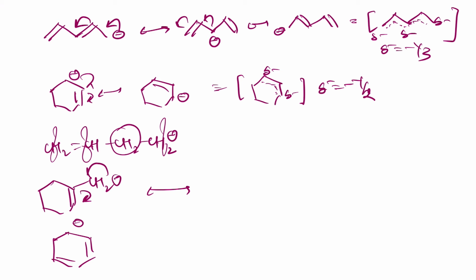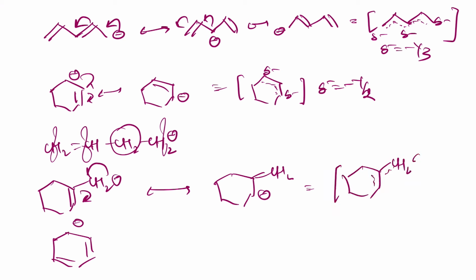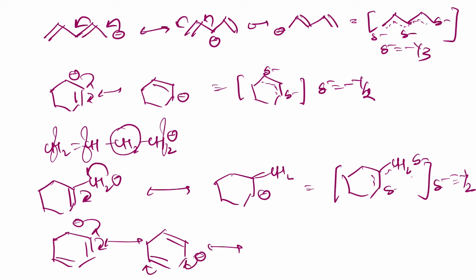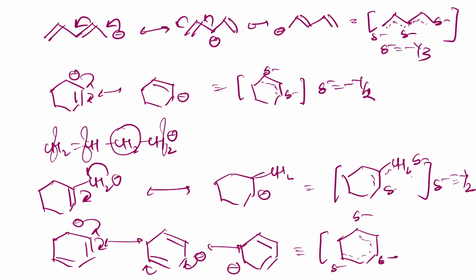Now it will form a double bond, CH2, and a negative charge. So how will the overall resonance hybrid look? CH2 delta negative, delta negative. So delta negative is actually minus 1 by 2. Here it will go like this, negative and negative. It will go like this, negative and double bond. How will the overall resonating structure look? Delta negative, delta negative, delta negative, and delta negative. That's how it looks. And delta negative is minus 1 by 3.